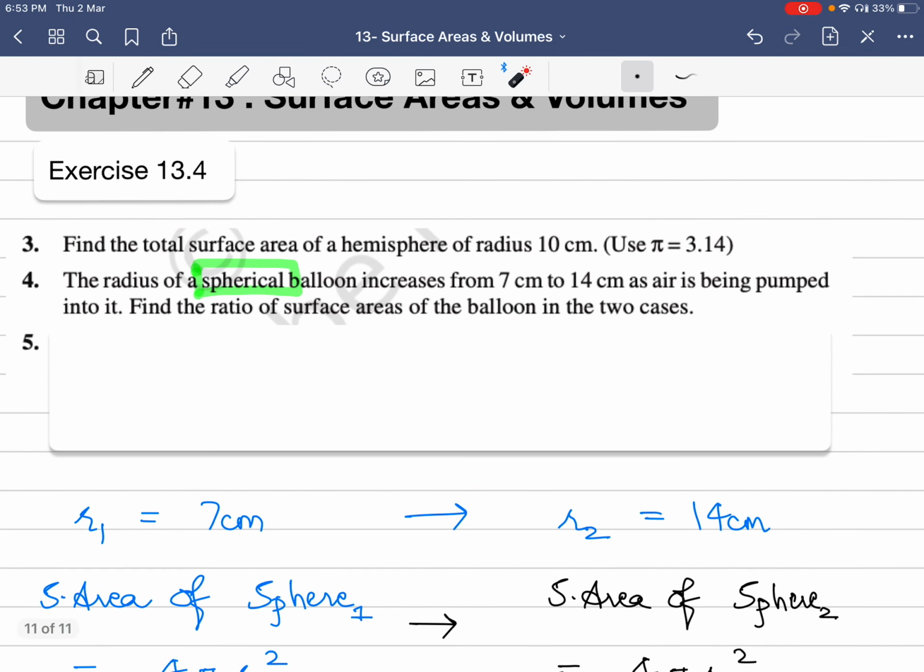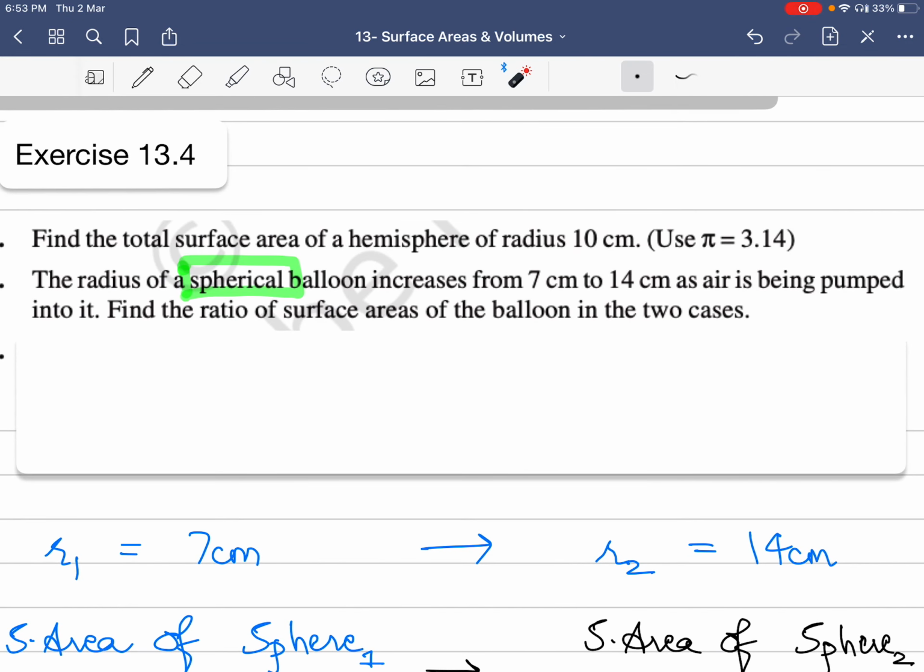So as you increase the radius of the sphere from 7 centimeter to 14 centimeter, the surface area will become 4 times. Find the ratio of the surface areas of both the cases. I'm just going to write here, the required answer ratio is 1 by 4. That's it. These are the two problems.